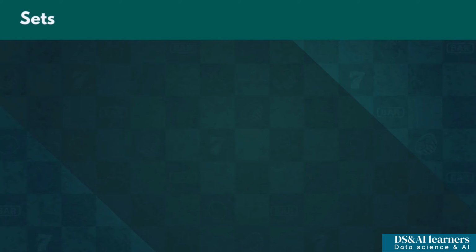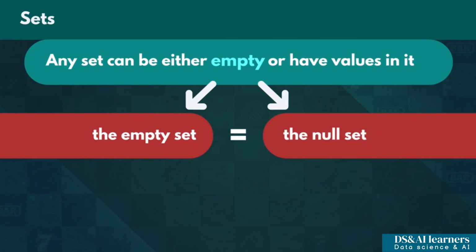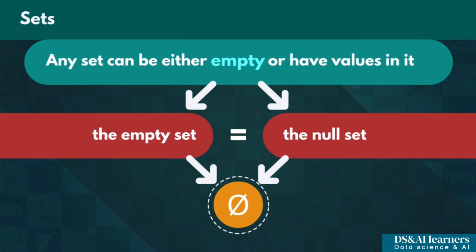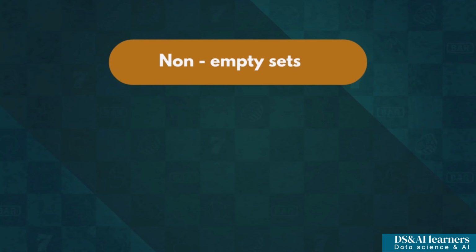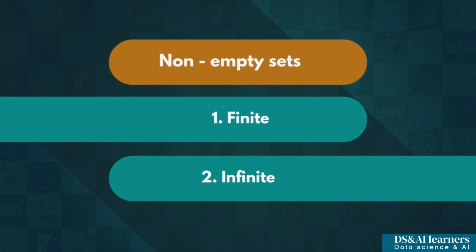Great. You should know that any set can be either empty or have values in it. If it does not contain any values, we call it the empty set or null set and denote it with what looks like a crossed out 0. Let's focus on non-empty sets for now. Non-empty sets can be finite or infinite, depending on the number of elements they have.